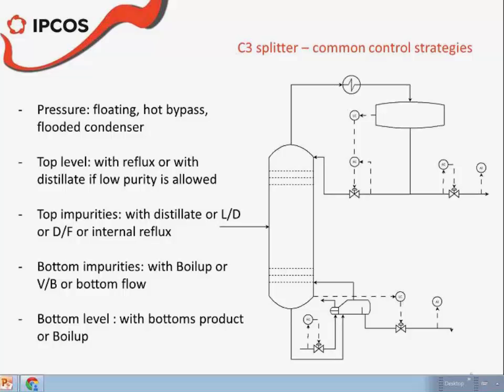On the bottom, the impurities can be controlled with the boil-up ratio, or even with the bottom flow if you, for example, have, as we're just saying in the next topic, the bottom level being controlled by the boil-up. If the bottom level is being controlled by the boil-up, you can actually control the bottom impurities with the bottom flow. But you can also have the option, if you have enough flow, to control the bottom level just with the bottom product flow.